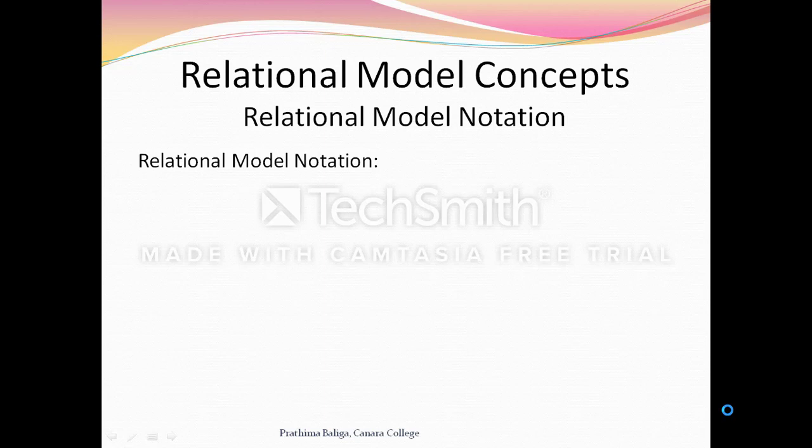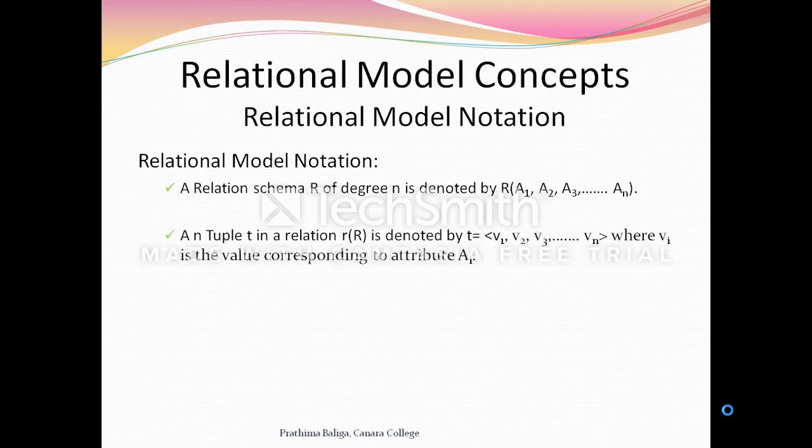Next, we move on to the last topic of this session, relational model notation. Here, R represents the relation schema and A1 to An represents n attributes of the relation schema. A relation with n tuples is represented as r(R), and each tuple t is defined as a set of values V, that is V1 to Vn for an attribute Ai.